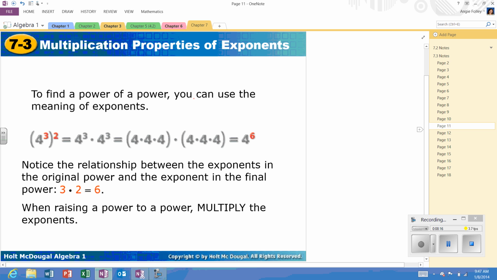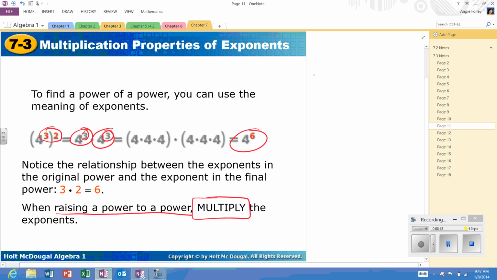So to find a power of a power, you can use the meaning of exponent. So if I have 4 to the 3rd and then that to the 2nd power, that is like 4 to the 3rd times 4 to the 3rd, which all you're doing is adding those exponents together and getting 4 to the 6th. But an easier way to know it is that when you have a power raised to a power, you're actually just multiplying the exponents.